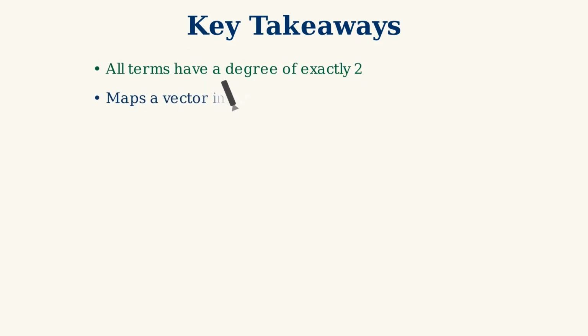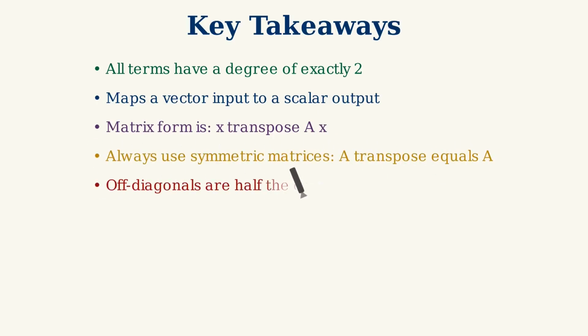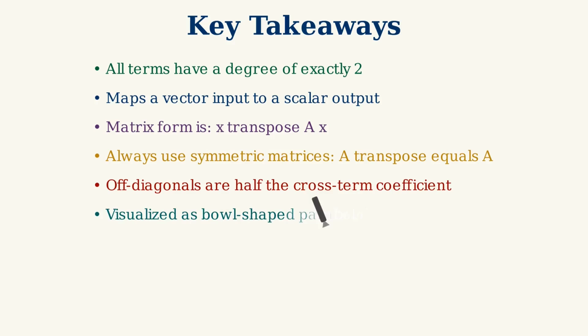Let us recap everything we have learned about quadratic forms. Remember, quadratic forms use degree 2 terms and symmetric matrices to map vectors to scalars. Visually, they form beautiful bowls and saddles.